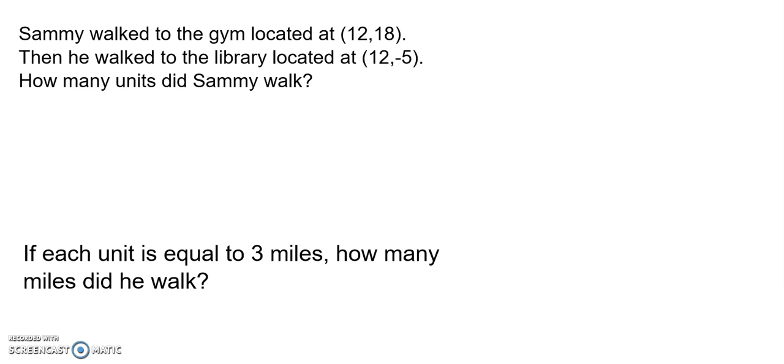We know that these 2 points are in line with each other. We know that because we have 12 and 12 as the x coordinate. So I'm going to start with the y coordinate. I'm going to start with 18, absolute value of 18, and -5. I know that they're in different quadrants because one is positive, +18, and -5. They're in different quadrants.